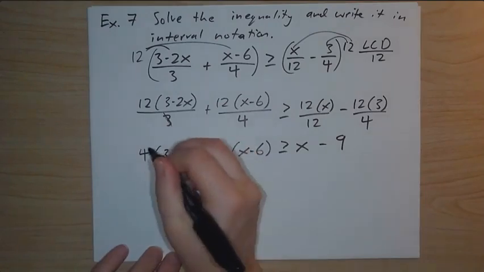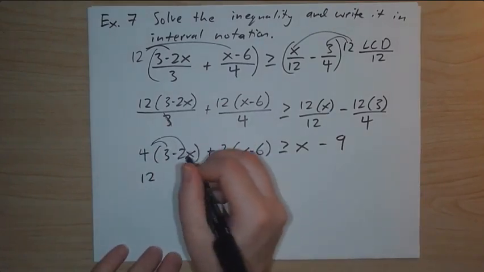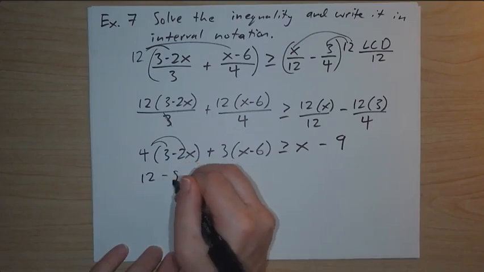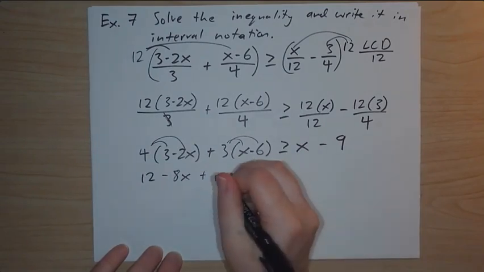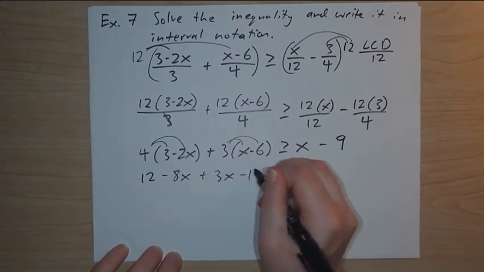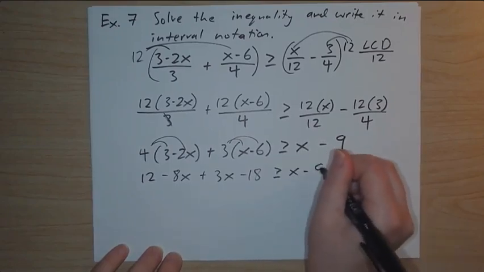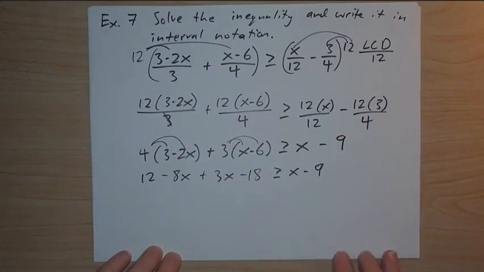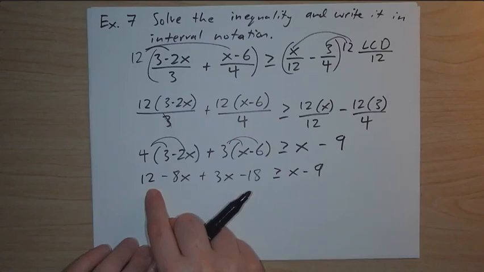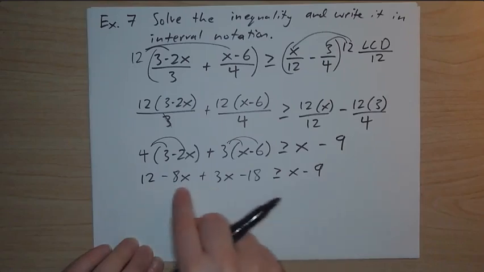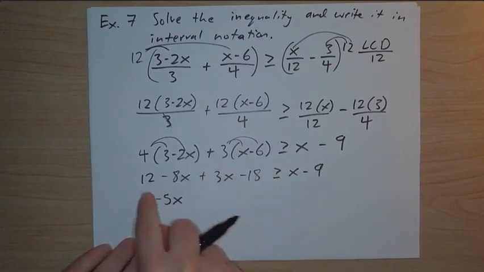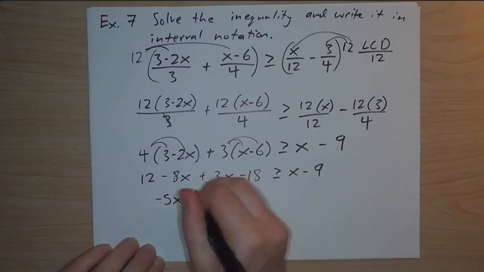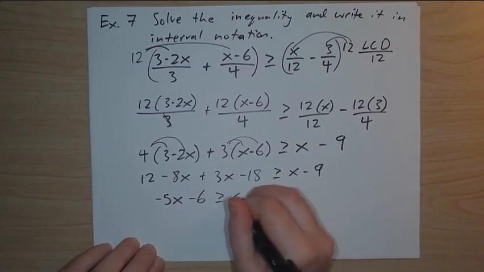So now we're going to distribute. We have 4 times 3, which is 12, 4 times negative 2x, which is negative 8x, plus 3x minus 18 is greater than or equal to x minus 9. We're going to do just like the last example, where we get x on one side and the numbers on the other side. So we simplify: negative 8x plus 3x gives us negative 5x on the left-hand side, and 12 minus 18 gives us negative 6, greater than or equal to x minus 9.